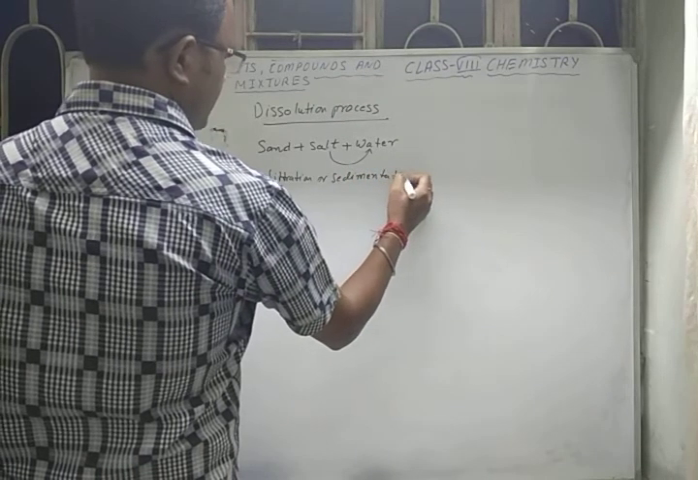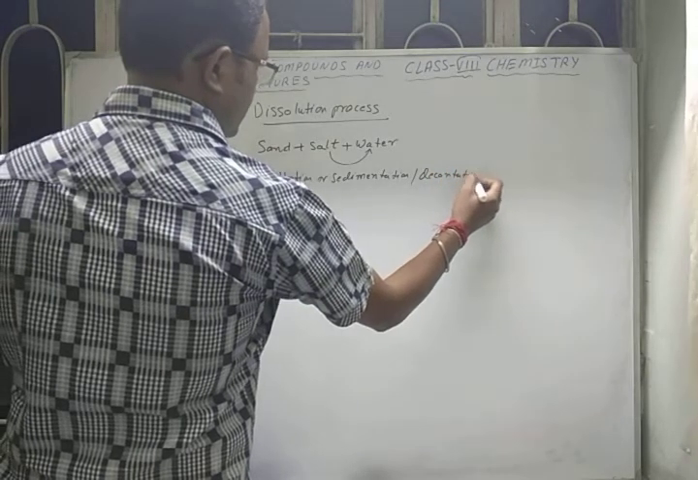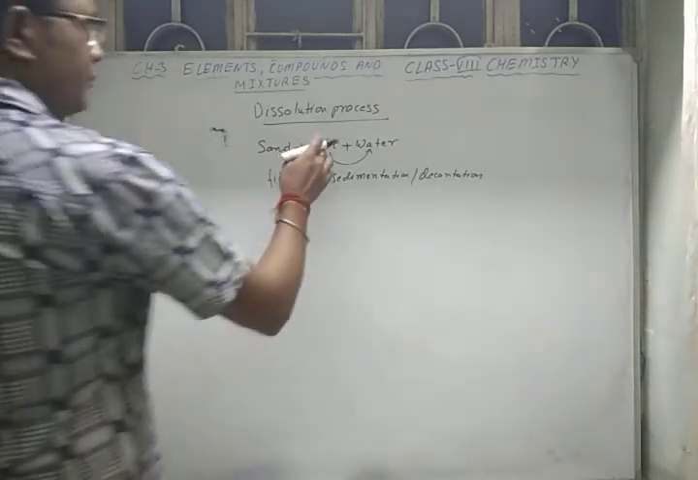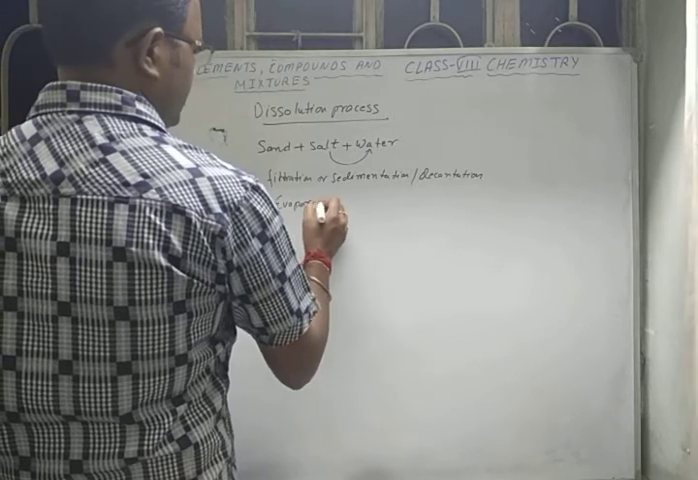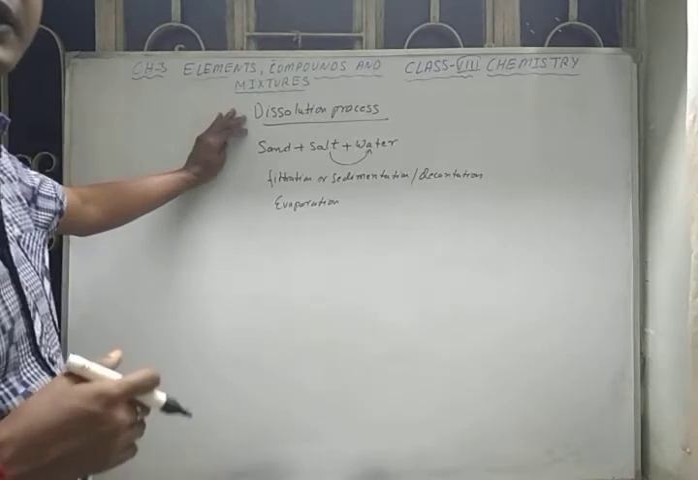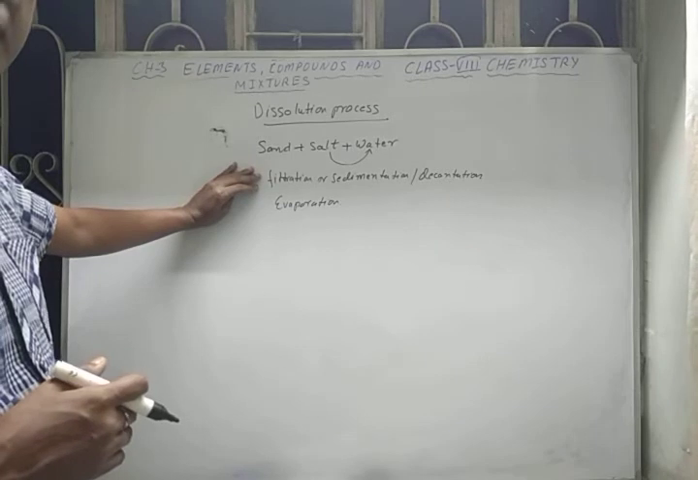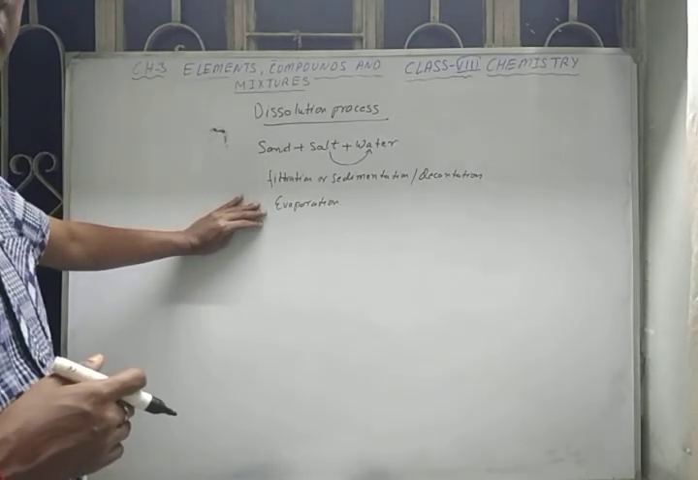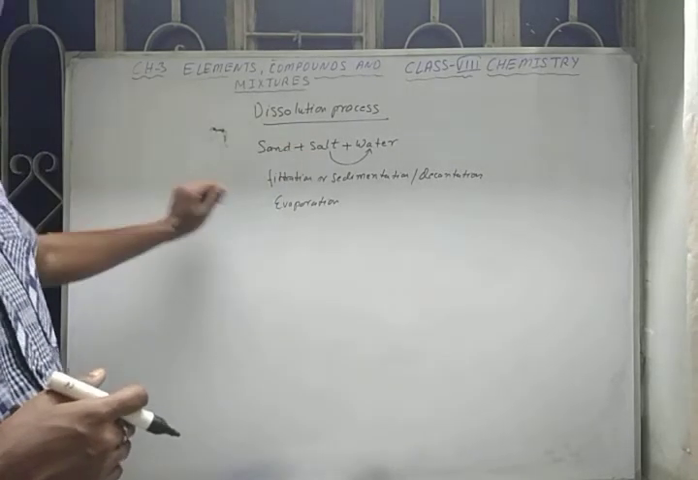or sedimentation and decantation method to separate the sand. Sand will be separated by this method. After that, to get salt from the water, we have to follow the evaporation method. So we have used three methods here: the dissolution process, then either filtration or sedimentation and decantation, and after that the evaporation method. In this way, we can separate sand and salt from the mixture.